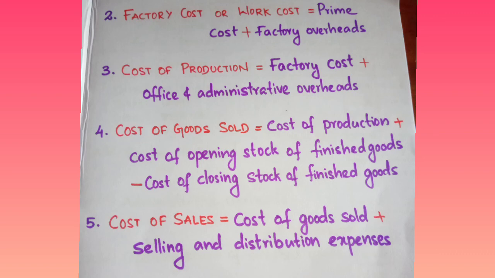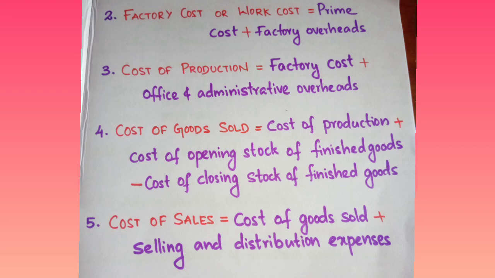At the end of an accounting period, some quantity of the goods produced may be in stock as unsold goods. So the value of goods in stock should necessarily be adjusted to find out the cost of goods sold. In order to find out the amount of cost of goods sold, they will give the information about the closing and opening stock of finished goods. So we have to add the cost of opening stock of finished goods to the cost of production, and deduct the cost of closing stock of finished goods. So we get the cost of goods sold there.